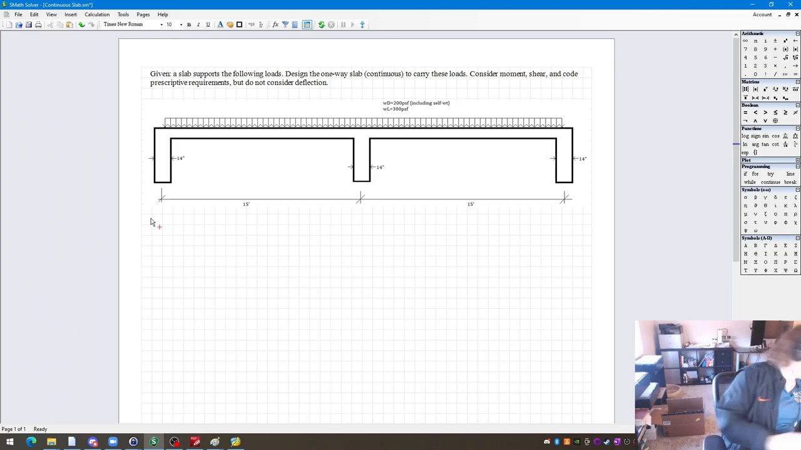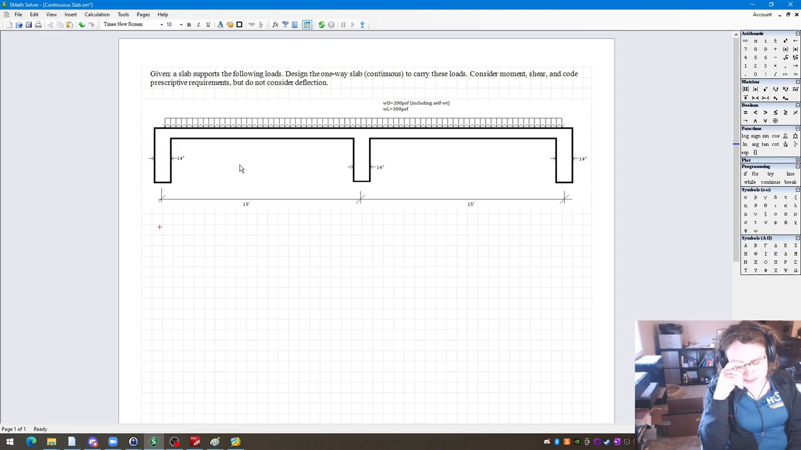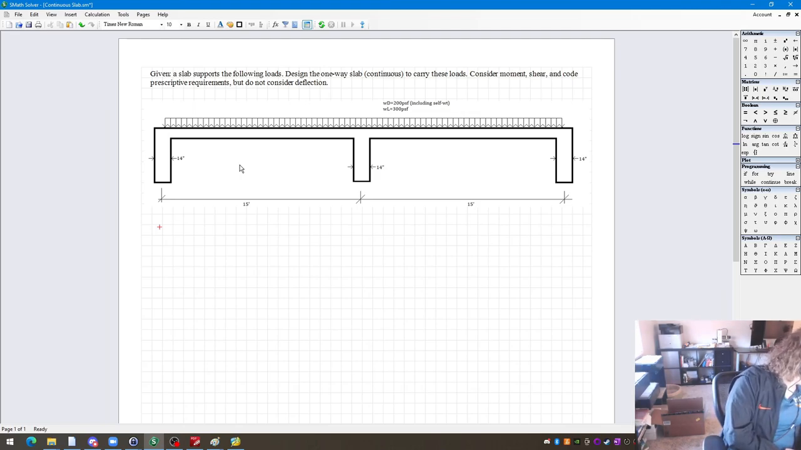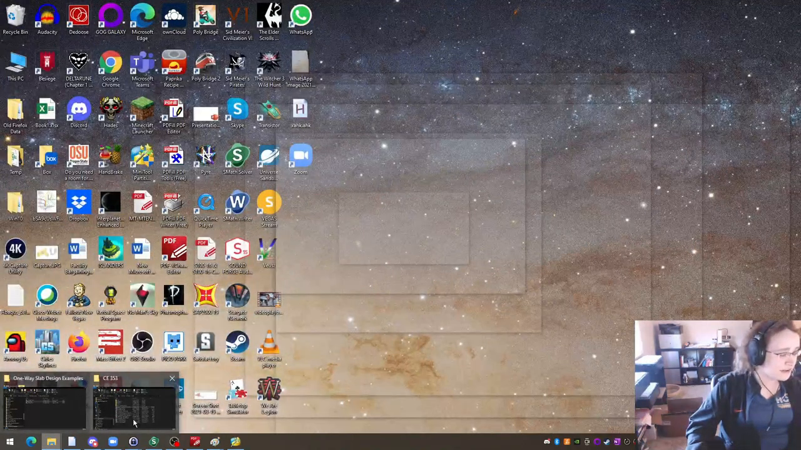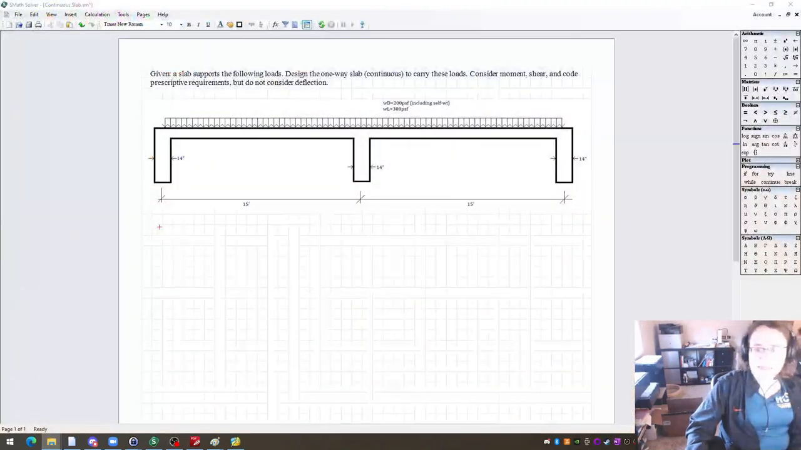Okay, so now the tricky thing is we need to find out an ultimate shear and ultimate moment to design this slab for. That's going to be our first step. And we have a couple ways to do this. But first of all, let's get our factored loads. That will be our first step.